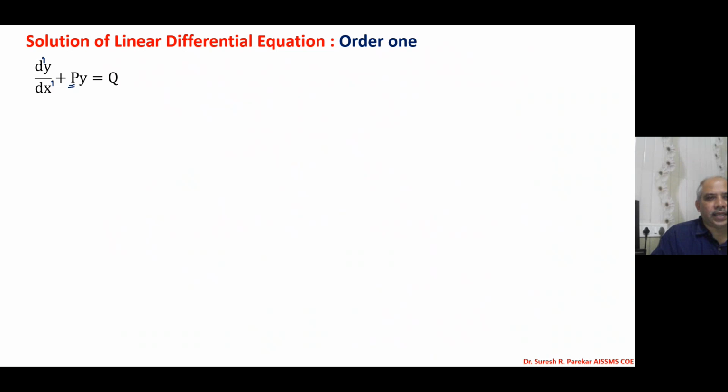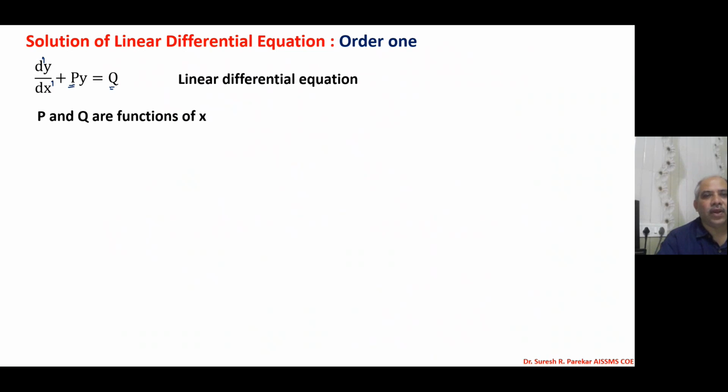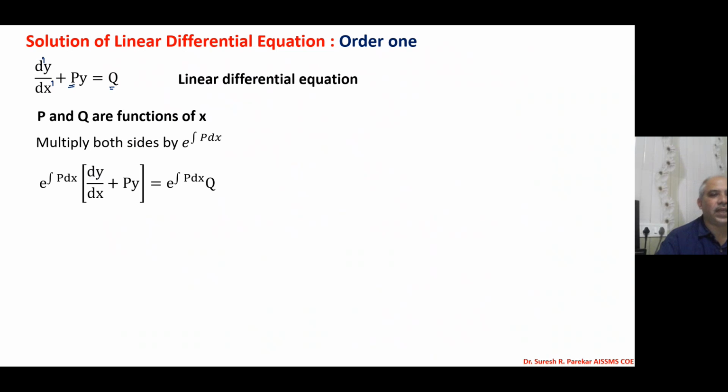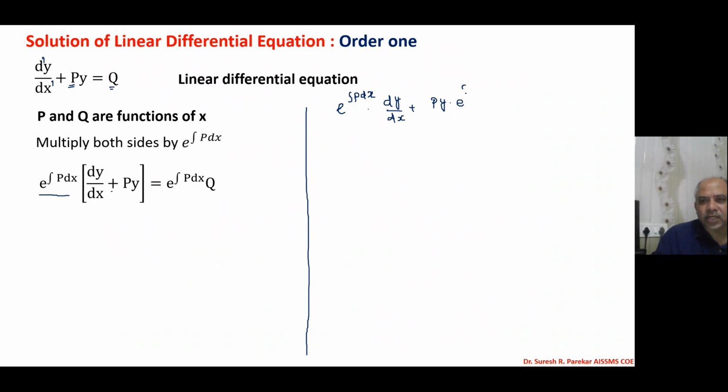So now here we have P and Q. These are functions of x. So we have P and Q are functions of x. And so multiply both sides by e raised to integration p dx. And we have e raised to integration p dx into dy by dx plus py equal to e raised to integration p dx into Q. Now you can see this, what we are going to get from this actually. So if I will multiply by this e raised to integration p dx to these two terms, then what we will get actually? So we have e integration p dx into dy by dx plus py into e raised to p dx.